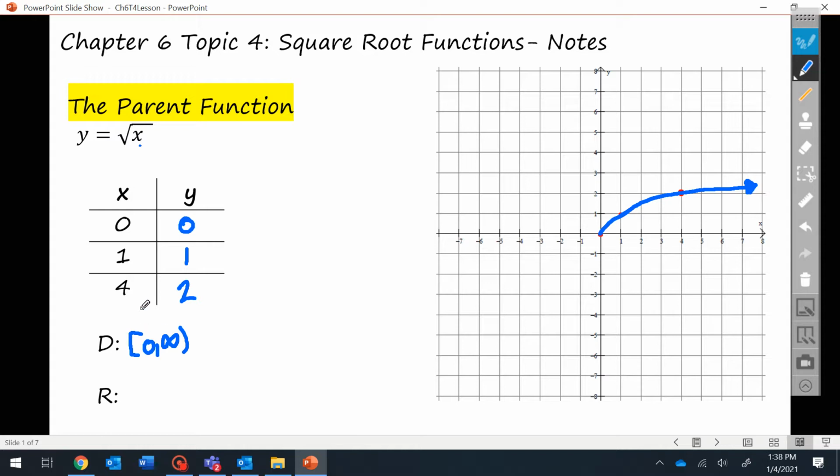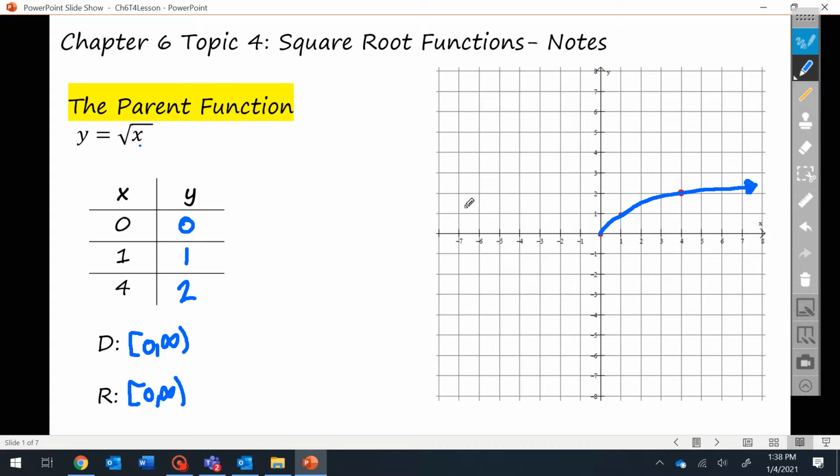The range, well, we can see that our y values are not negative either, because when you take the square root of a number, it's not going to be negative. So our range is also 0 to infinity, with a bracket on 0 because 0 is included. So this is the parent function. All square root functions are going to be some transformation of this parent function.